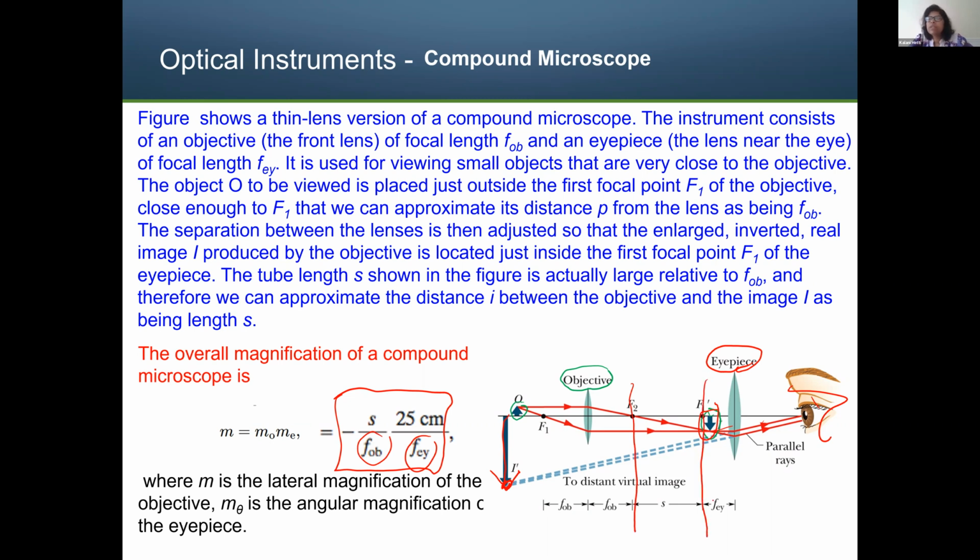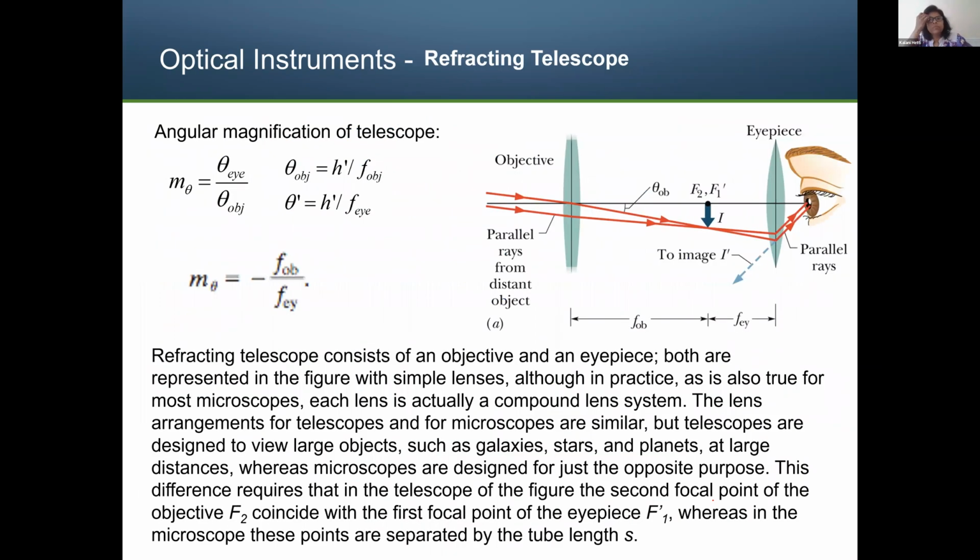The distance between the two focal points, we call it S. And there is also a negative sign, because it will definitely create an inverted image. So that's the formula to find the magnification of a compound microscope. Now let's move into the refracting telescope.